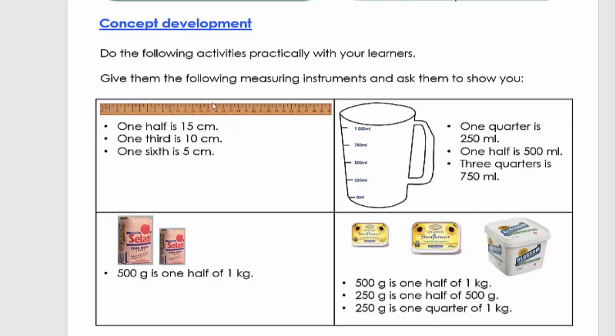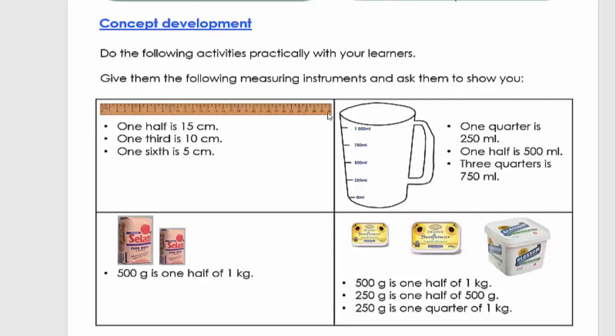On the ruler, what is 1/2 of the ruler? Please point to it. Excellent. It's 15 centimeters. So what we did is we worked out 1/2 of 30, and 1/2 of 30 is 15. So let's quickly see the next one. I want you to point to 10 centimeters. And then what is 10 centimeters of 30 centimeters? It's 1/3.